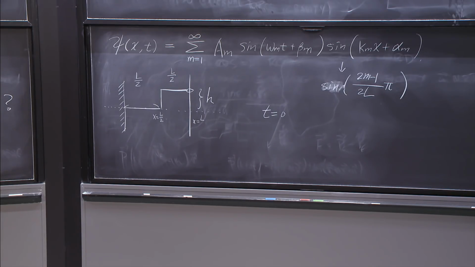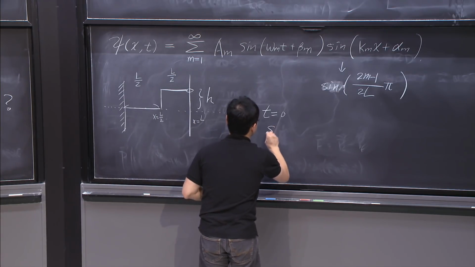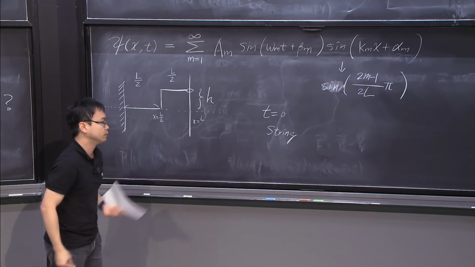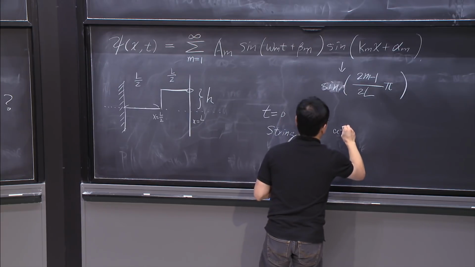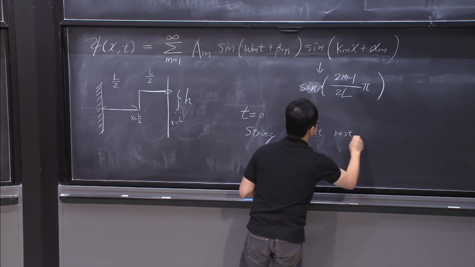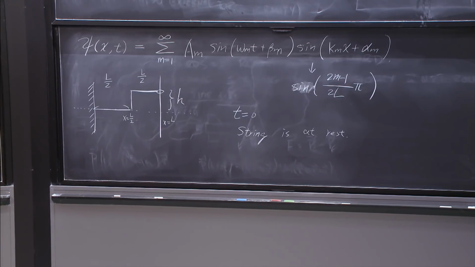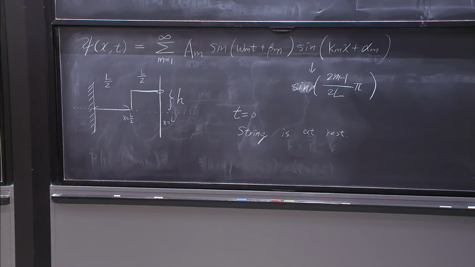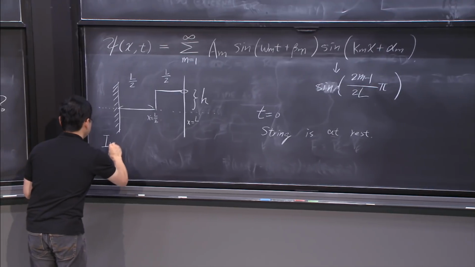And also, I assume that at t equal to 0, all the components of the string are at rest. So based on this information which I give you, I can now translate this information into mathematics. That corresponds to two initial conditions.